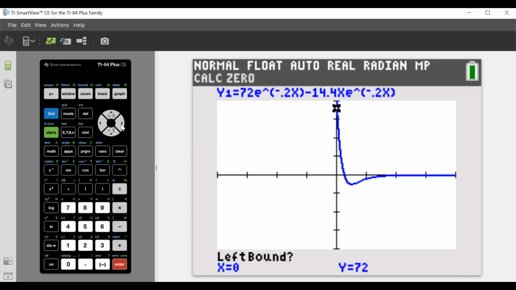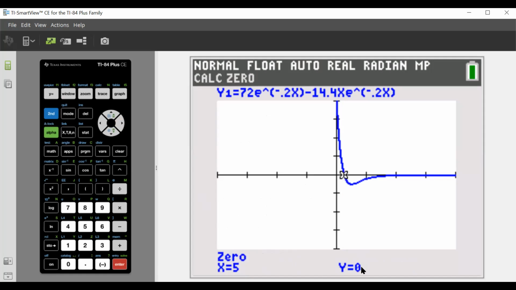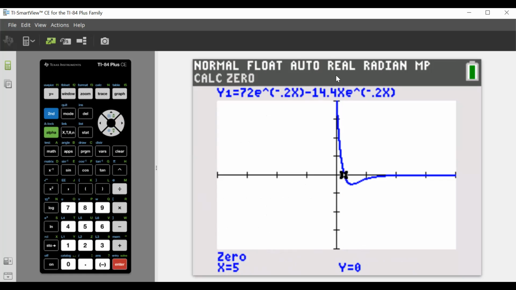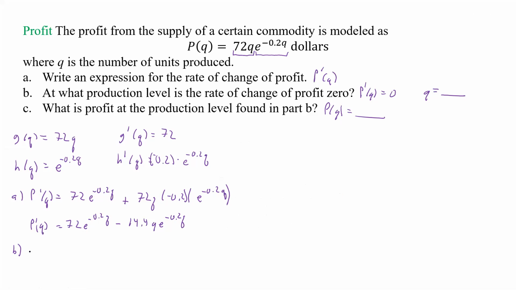And so that's still positive, and we'll go to the right, that's negative. And so our guess is that, and it says our 0 is 5. So 5 comma 0, that's going to be our number. So we want x, or in our case, Q, equals 5. So P prime of Q equals 0 gives Q equals 5. Okay, and it's 5 what? It's 5 units.